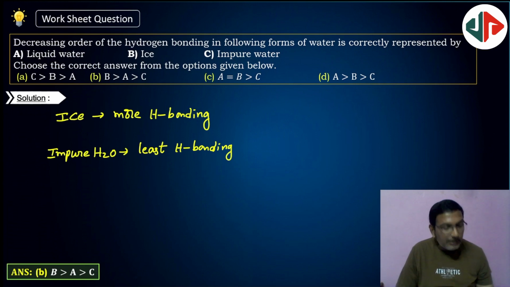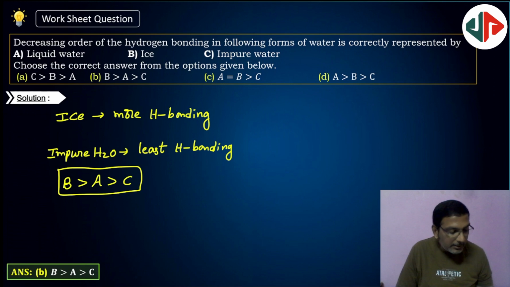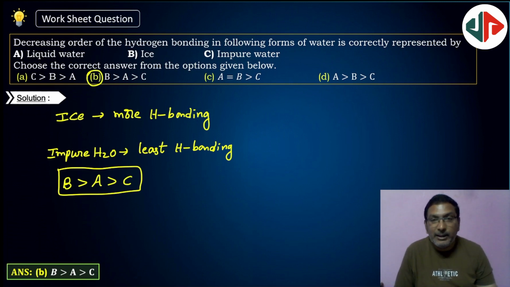So liquid water, medium. Therefore, we can write first B, ice has extensive hydrogen bonding. After that, liquid water A. After that, impure water C. This is the option. Simply B. In ice, each water molecule is surrounded by 4 more water molecules through hydrogen bonding. Extensive hydrogen bonding. Impure water has least amount of hydrogen bonding due to impurities. So liquid water, medium.